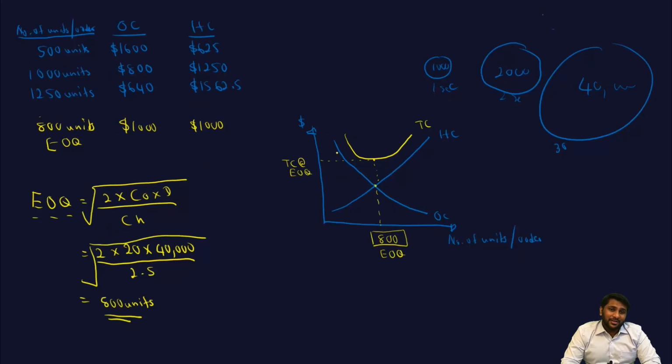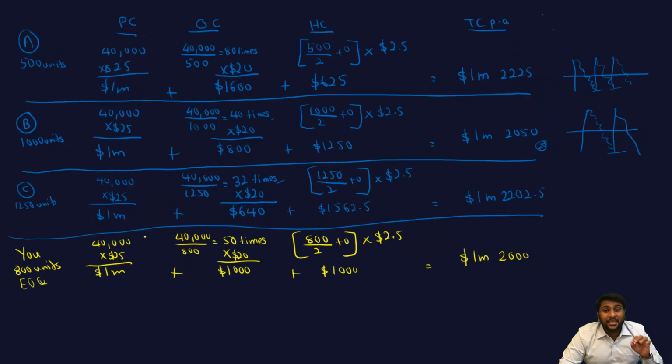So at 800 units, the total cost we calculated is $1,002,000. As of now, we learn EOQ is the best order quantity. If you order at the EOQ, your cost will be at the lowest. We proved it using some numbers. Manager B has given the best opinion before you give your opinion.